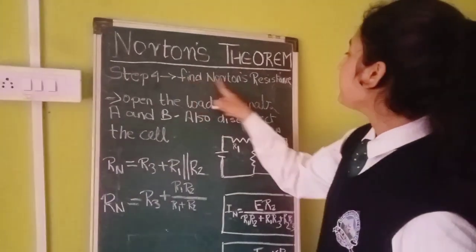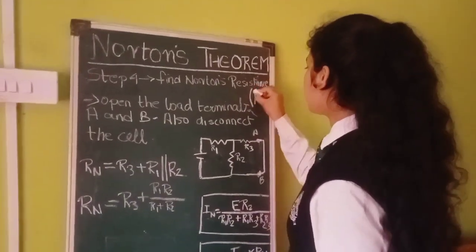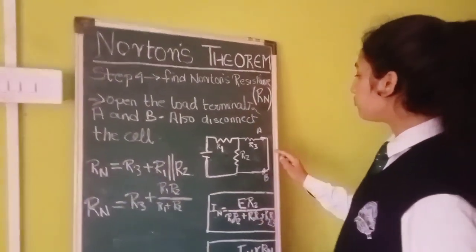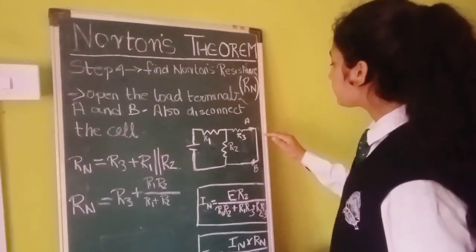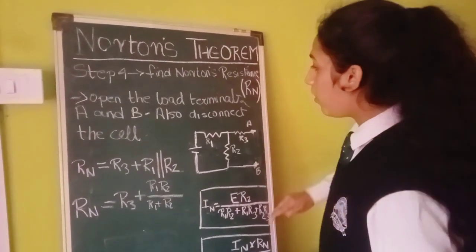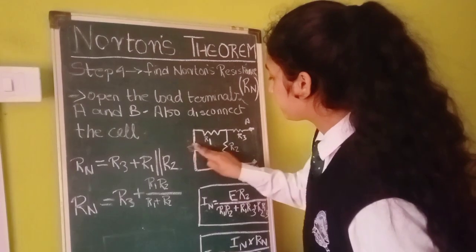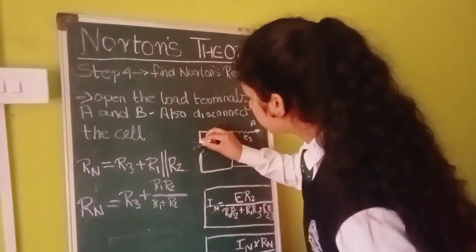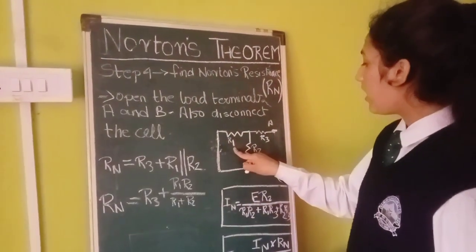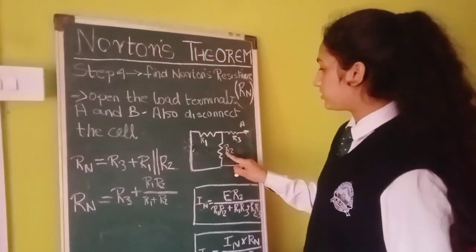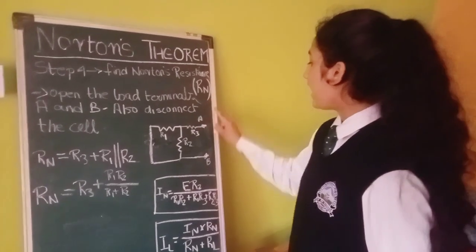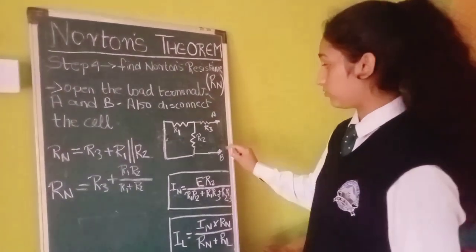Step 4. Find Norton's resistance, that is Rn. To find Norton's resistance, first of all, we need to open the load terminals AB, which we had shorted before. Also, we need to disconnect the cell. Here, R1 and R2 are in parallel combination. So, we can call Rn, that is load resistance, the open circuit resistance also.